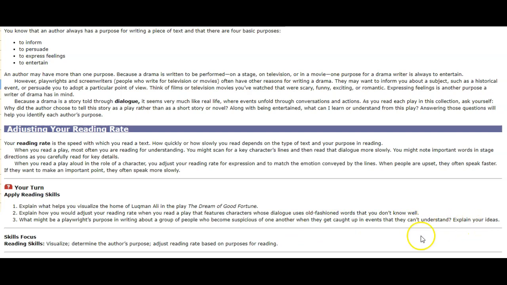Explain your ideas. Skills focus, reading skills. Visualize. Determine the author's purpose. Adjust reading rate based on purposes for reading.